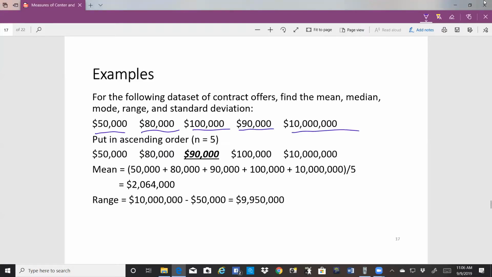We want to put in ascending order. Notice there are 5 values. Putting them in ascending order, we get this. And now we can calculate the mean. It's just summing them up: 50,000, 80,000, 90,000, 100,000, 10 million divided by 5. The mean is $2,064,000. The range is the largest, which is 10 million minus 50,000, which is 9,950,000. That's a very large range because, folks, we have a big outlier here.